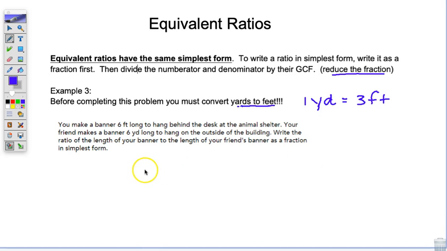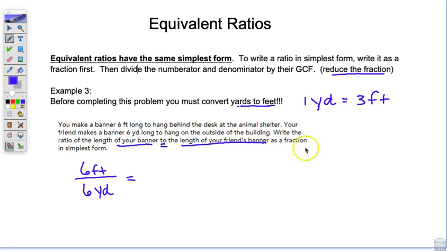You make a banner 6 feet long to hang behind the desk at the animal shelter. Your friend makes a banner 6 yards long to hang on the outside of the building. Write the ratio of the length of your banner to the length of your friend's banner as a fraction in simplest form. Since my banner is 6 feet long, I'm going to record that in the numerator, to the length of my friend's banner, which is 6 yards.